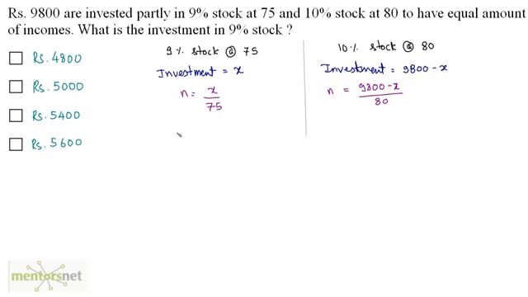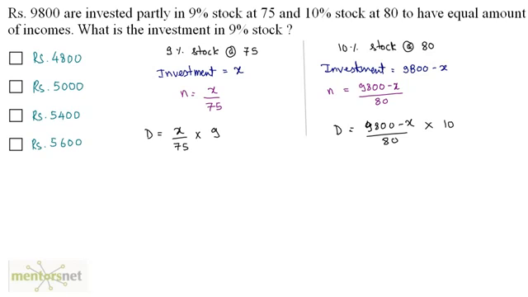Now let us calculate the dividend in each case. So in 9% stock, in this case I'm talking about the total dividend. The total dividend will be equal to the dividend on one stock times the number of stocks, right? So N times dividend on one stock. N is X by 75 times the dividend on one stock. So 9 is the dividend that is obtained on the face value of 100 rupees. So times 9, right? Here the dividend will be equal to 9800 minus X divided by 80 times the dividend, which is 10 on rupees 100 face value.